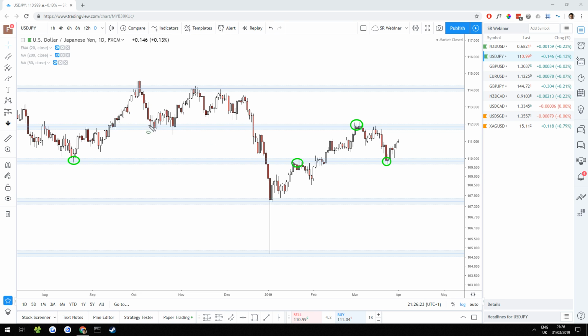resistance. Connected this dot with this dot and that into a line which makes support resistance. This dot, that dot into a line which makes support resistance. It's all straightforward. It's really, really simple.